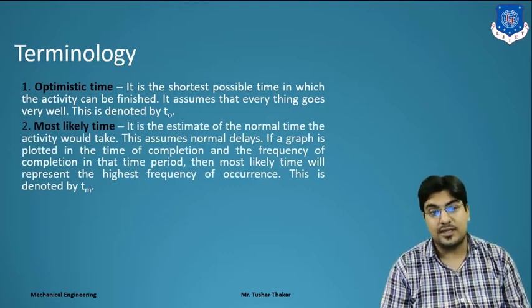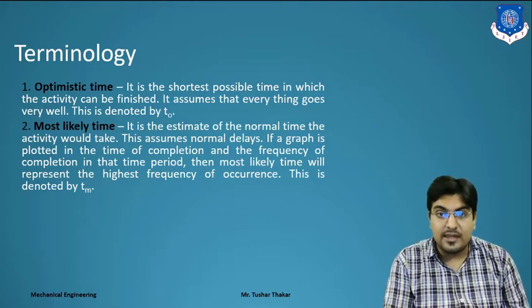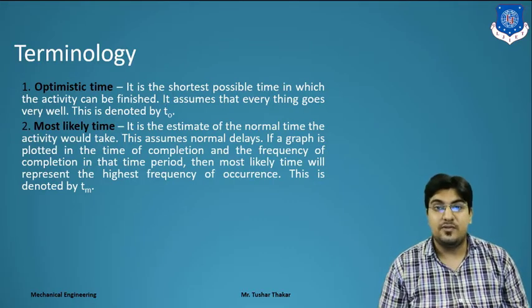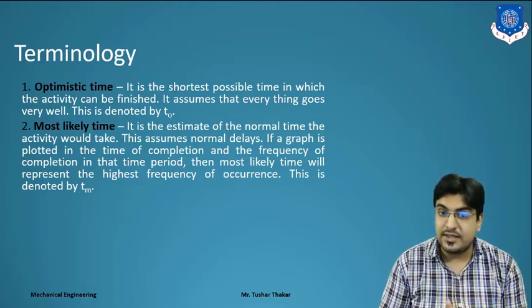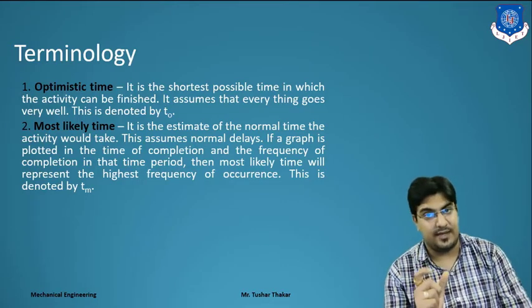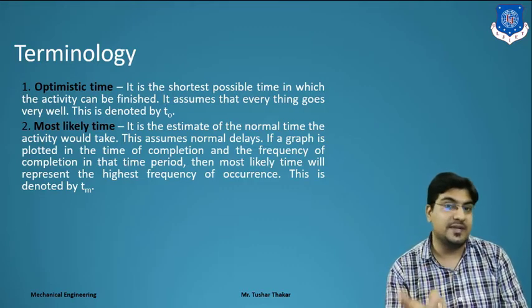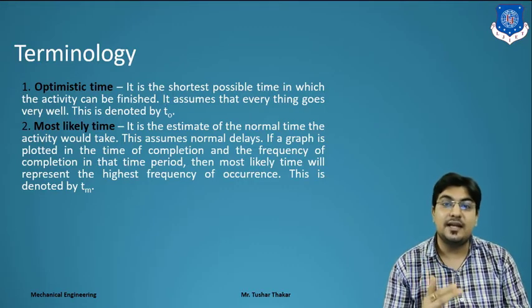Next is most likely time. It is the estimate of the normal time the activity would take. First we have to find out T0, the shortest possible time. Most likely time is the normal time of the activity. This assumes normal delays.